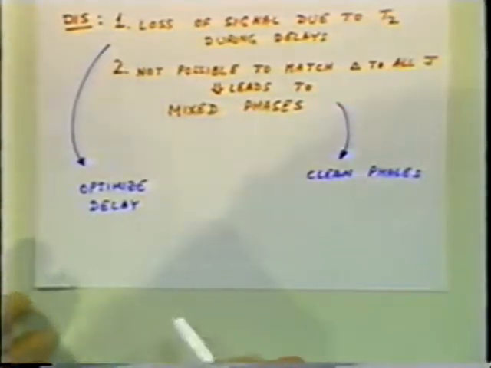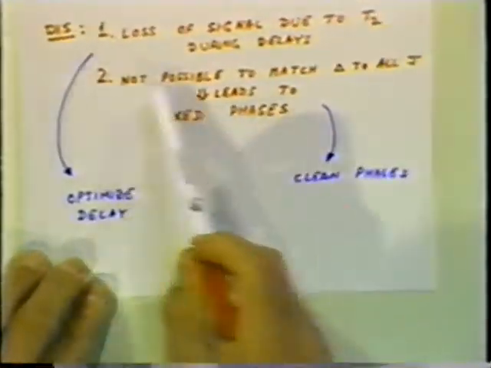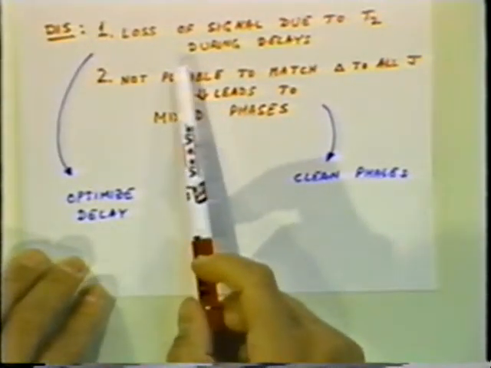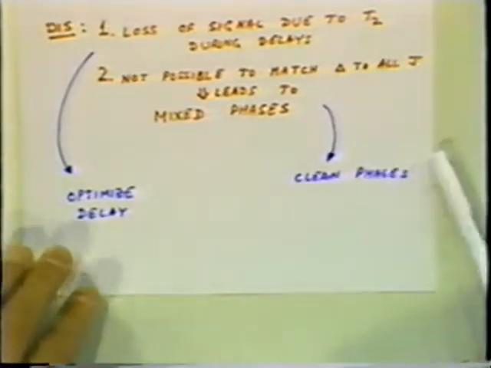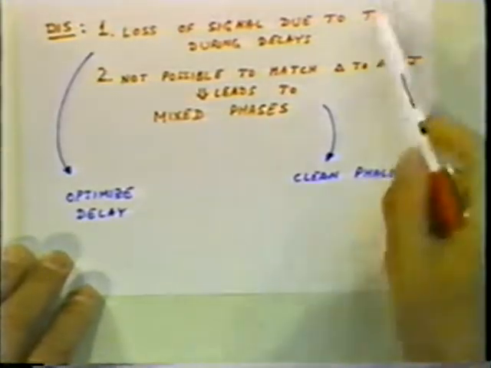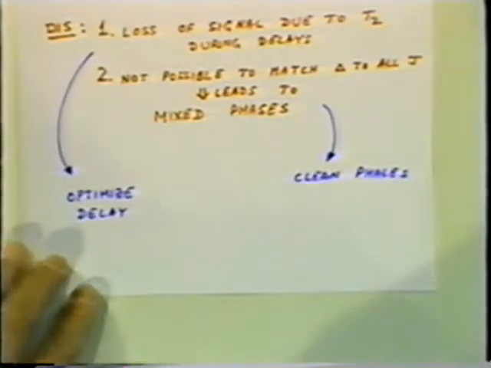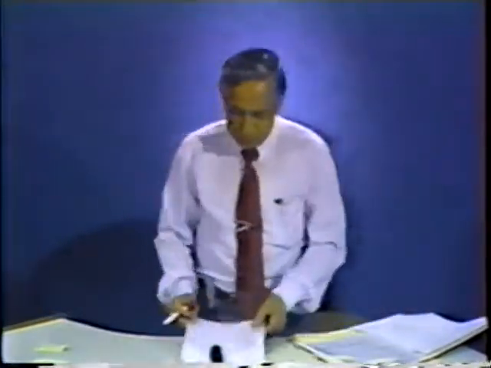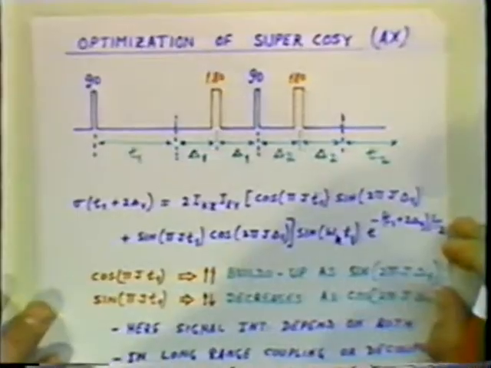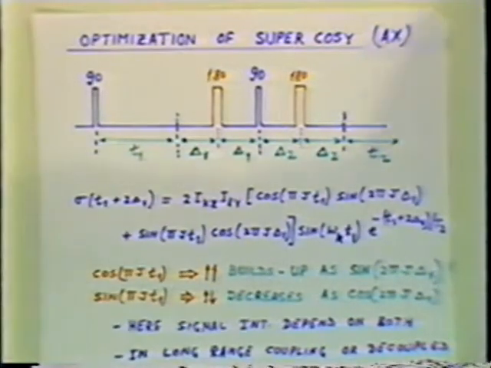Okay, well, we still are on the super schemes. There are disadvantages that you can lose signal during delay due to line width problems or T2 problems, and so one must know how is the optimum value of delay. You get mixed phases, and so how to clean phases. And I would like to go through that fairly quickly. The main reason to go through is because it's our work. I don't think many other people will emphasize this so much.